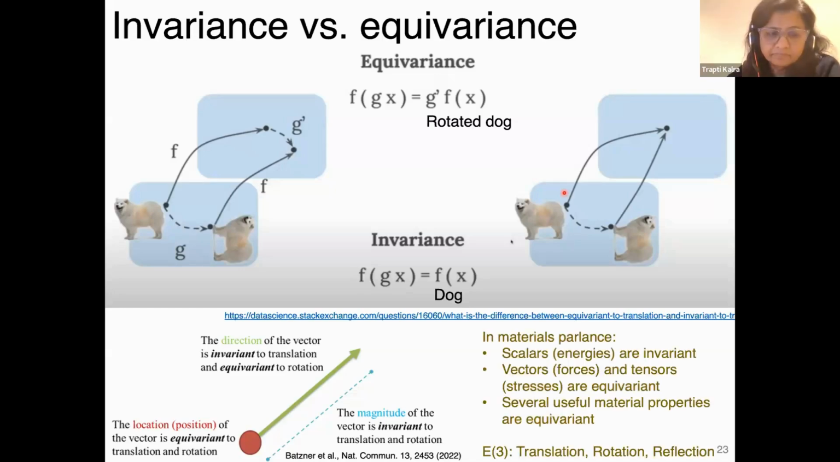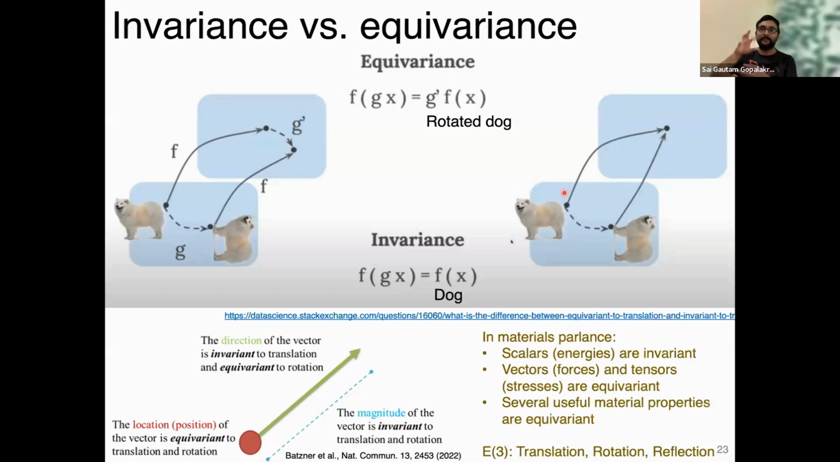Right? Further, to give an example of materials, right? Energies of a given material are invariant quantities, right? But forces and stresses in a material are equivariant quantities. And for modeling any dynamic behavior in a given material, we need to have high accuracies on forces and stresses as well, not just on energies, right? So if you need high accuracies on forces and stresses, you need equivariant models.